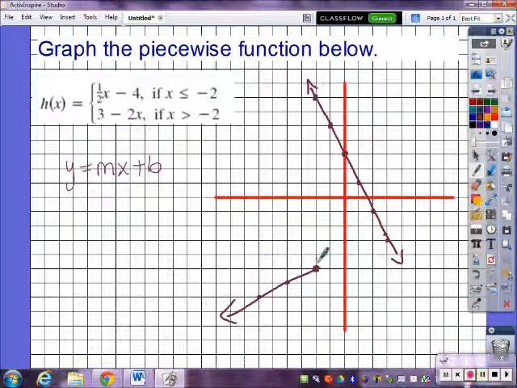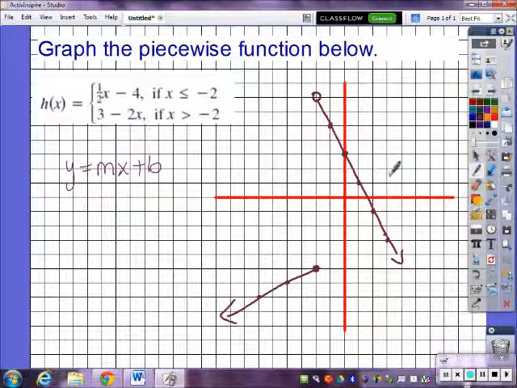Now, my second line, this 3 minus 2x line, it's only defined for this function when x is greater than. So that's to the right of -2. So I go to -2 up here, and anything to the right stays, but anything to the left gets erased. So erase all that. And see how this is just greater than? There's no equal to symbol. That means I put an open circle.